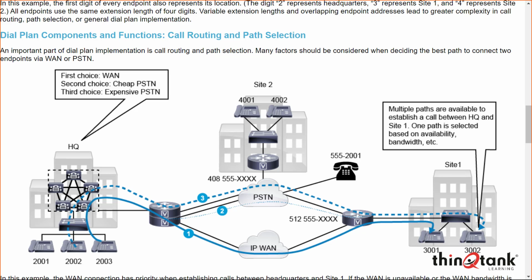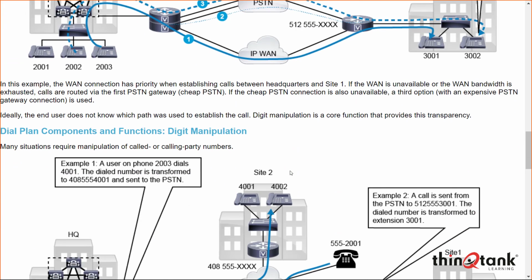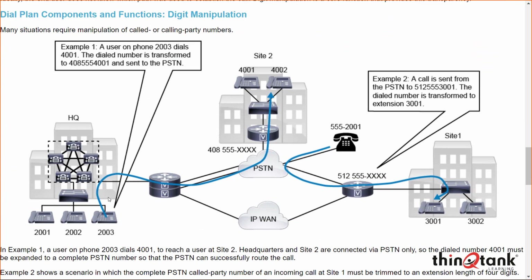All right. Here's another example. In this case, we're doing digit manipulation. A user on phone 2003 dials 4001 to reach a user at site 2. HQ and site 2 are only connected with a PSTN connection, so that 4001 obviously is not going to work over the PSTN. That dialed number needs to be transformed to the 408-555-4001 number. So obviously we have to do that in our dial plan, with digit manipulation after the 4001 was dialed.